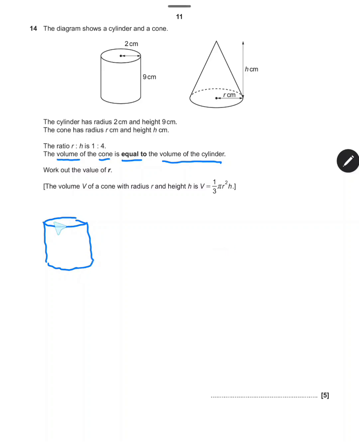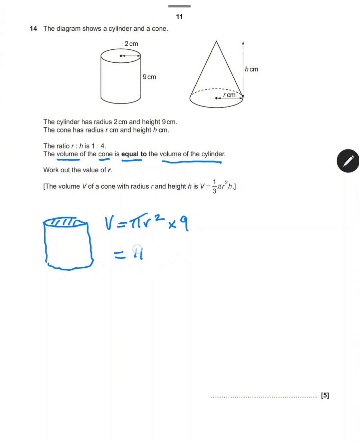Well, volume of a cylinder, we need to work out this area. So the area of a circle is pi r squared. And then we're going to multiply by the height of the cylinder. So I'm just going to multiply by 9 there.